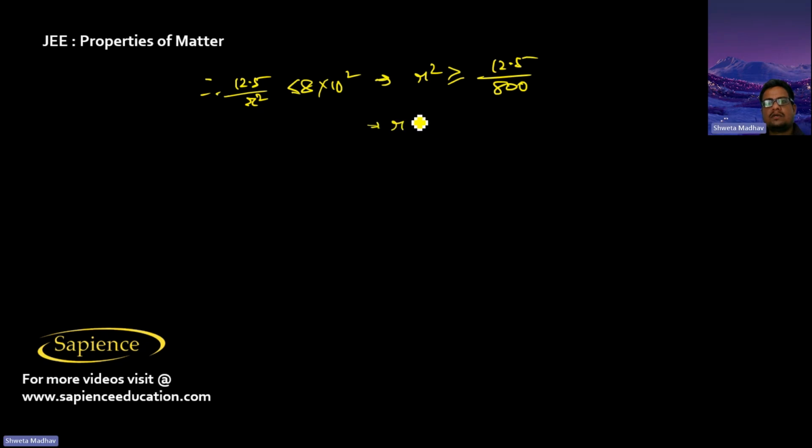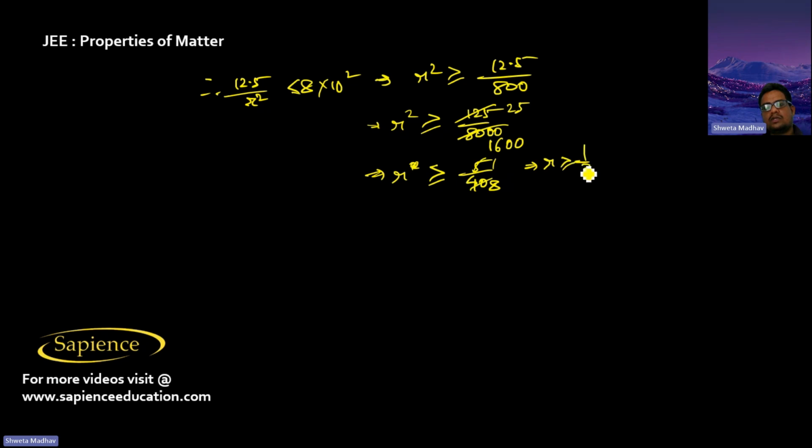This means R squared should be more than or equal to 125 by 8,000. With 5, I can cancel out. And 5 twenty-fives, 5 ones of 5, also is 1600. So therefore, R should be more than or equal to the square root of this, which is 5 by 40. 5 8s are 40, so R should be more than or equal to 1 by 8.